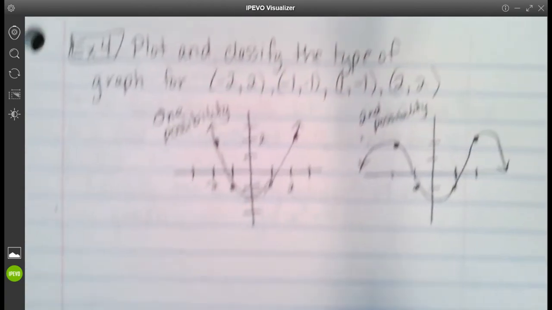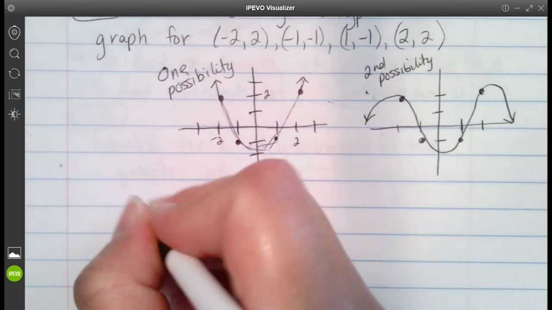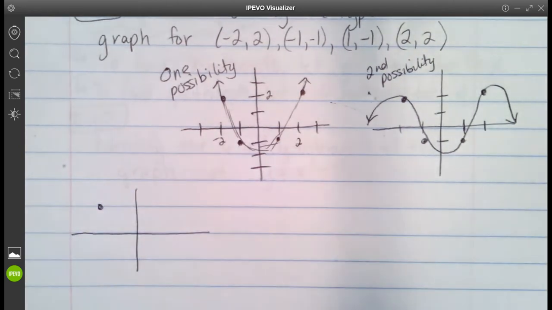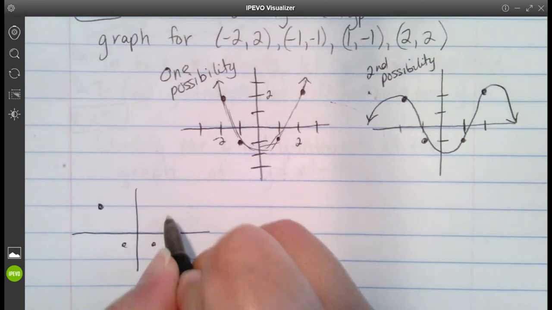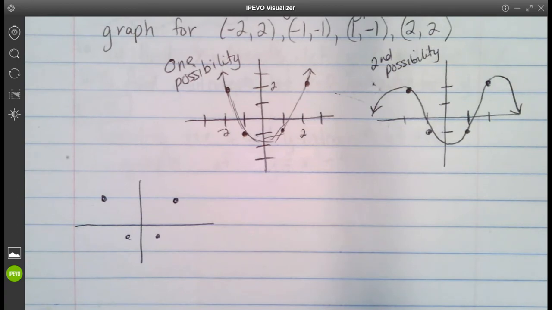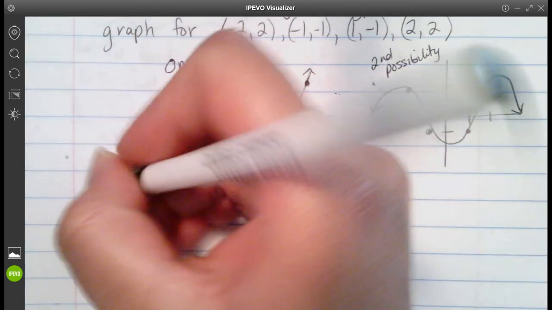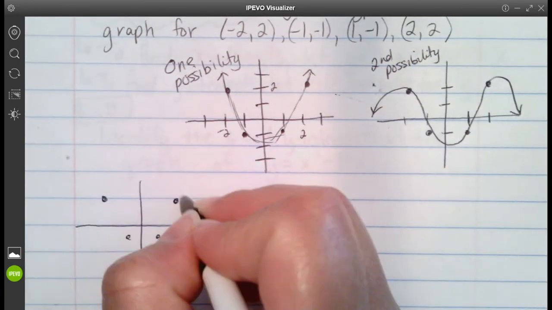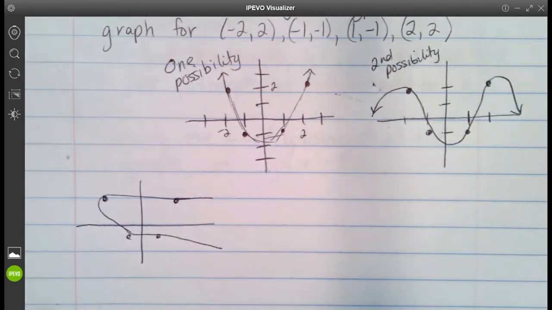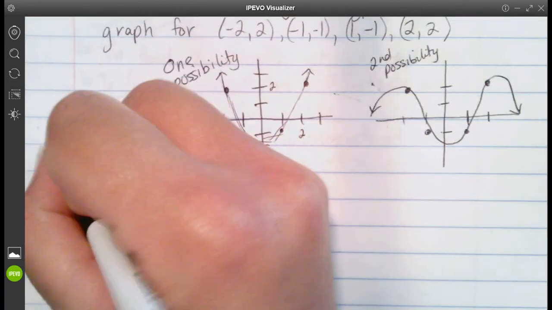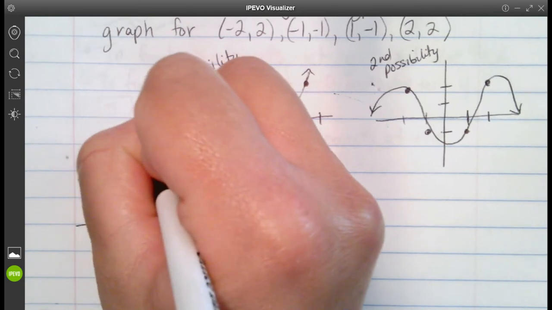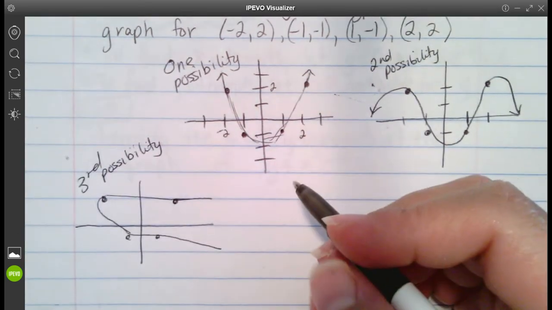Can we think of another one? Well, I can think of one. So again, I'm just going to kind of put the points where they are at, maybe something like that, okay? And I could even say that this graph is something like, I don't know, something like this, which isn't even a function, but it's a possibility of what these points might be part of, okay?